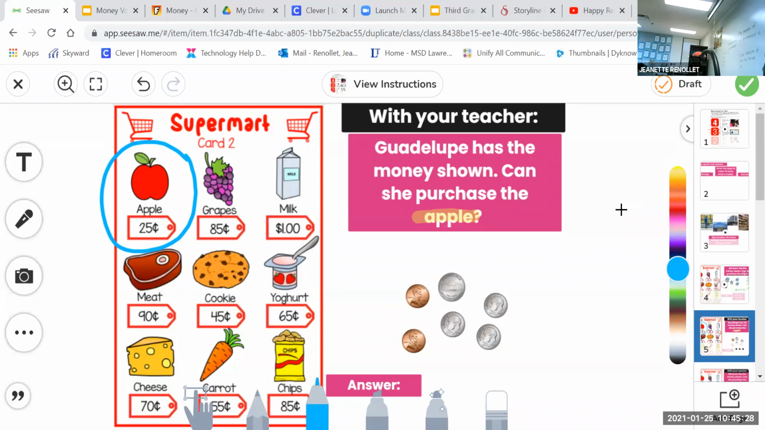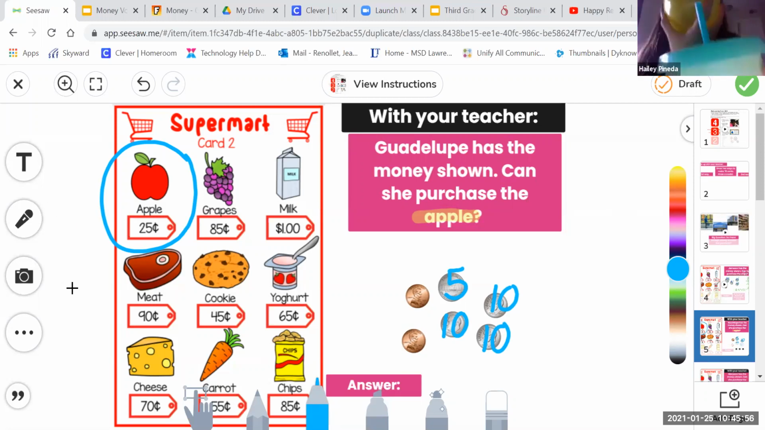First, we need to label each coin. So I notice I've got some dimes. Going to label each dime the value of 10 cents. I notice we have a nickel, a value of 5 cents. And we have 2 pennies. Each has a value of 1. Check that you have labeled each coin that Guadalupe has.